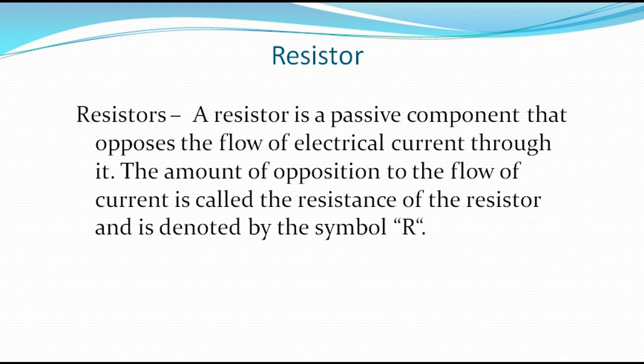A resistor is a passive component that opposes the flow of electrical current through it. From the definition here, what I want you to understand is that a resistor opposes the flow of electrical current through it, which means that, for instance, I want to use a policeman as an example to explain this opposing of flow of current through it.